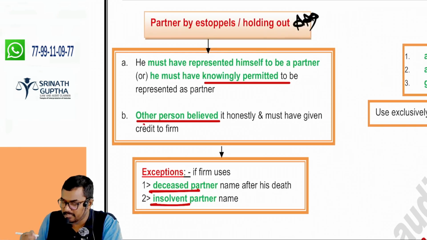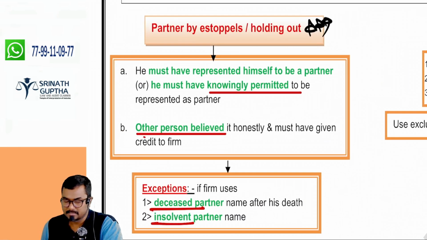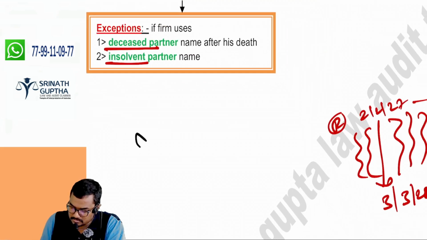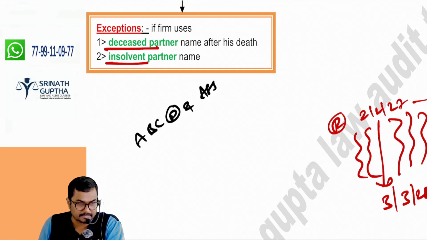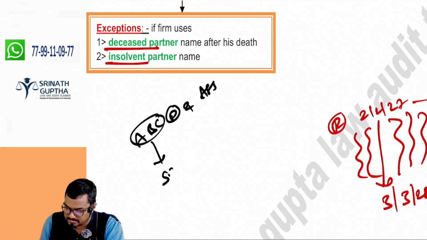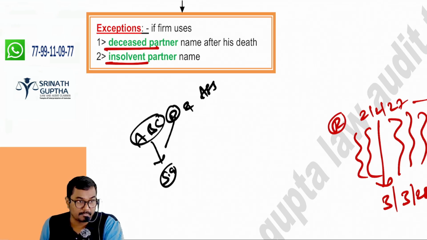Next, partner by holding out, or partner by estoppel. Actually, he is not a partner of the firm, but if someone represents him as a partner, he should stop it. If he does not stop it, he will become a partner by estoppel. So there are three partners: ABC and associates, Ajay, Bharat, Charan. Dhiren is their friend but not a partner. One fine day, ABC said to me, Srinath sir, Dhiren is also a partner, right before him. He remained silent. Dhiren should stop that. He should say, Ajay, Bharat, Charan, my name is Dhiren, I am not your partner, I am just your friend. He is not stopping, so he becomes a partner by estoppel.